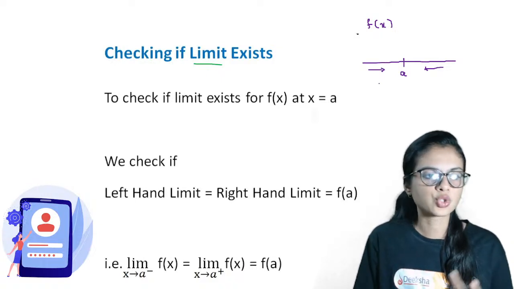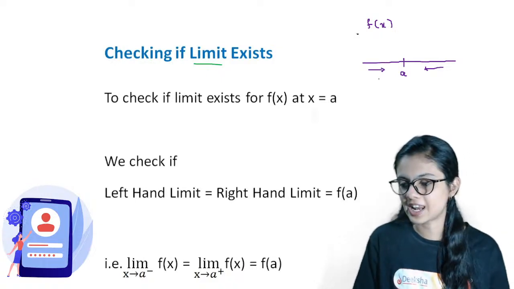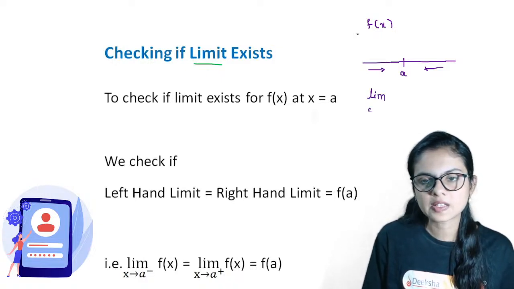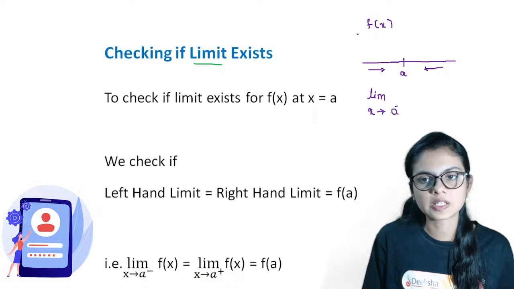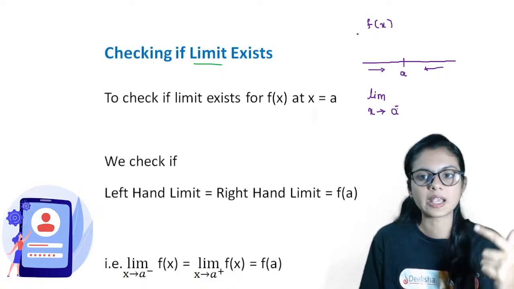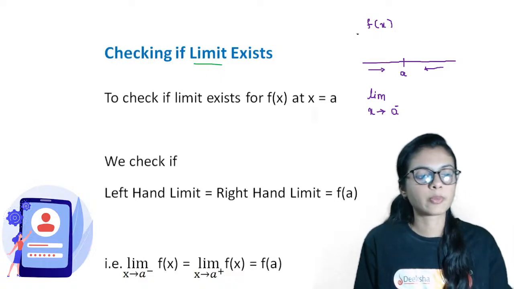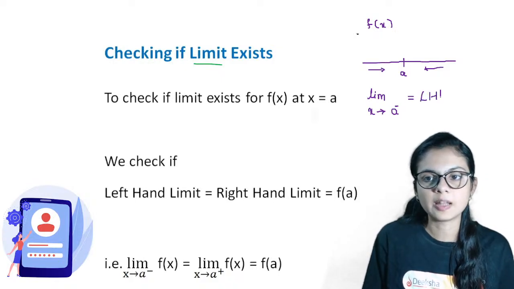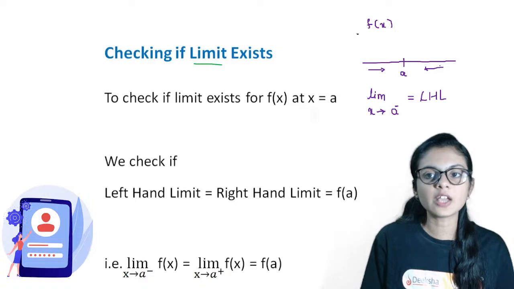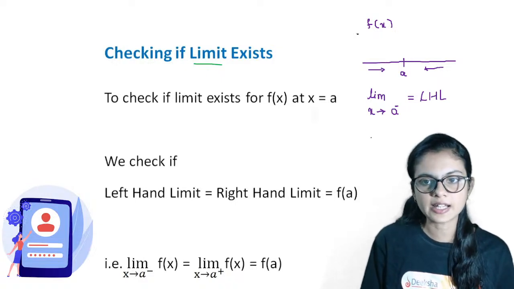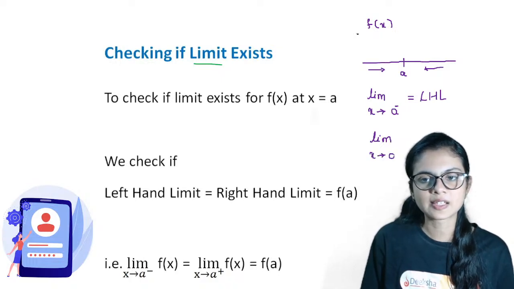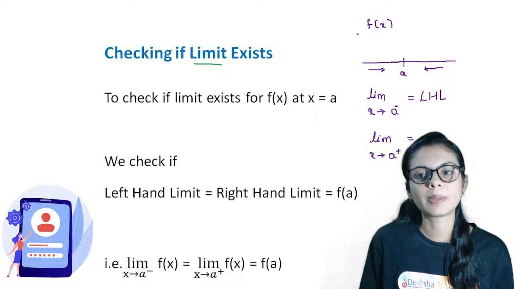The thing which is approaching from the left hand side, we'll write it as limit x tends to a minus. It's not minus a, it is a minus. The minus represents that it is approaching from the left side. This is LHL, left hand limit. Similarly, the thing which is approaching from the right is called the right hand limit and it is denoted by limit x tends to a plus, which we consider to be RHL.